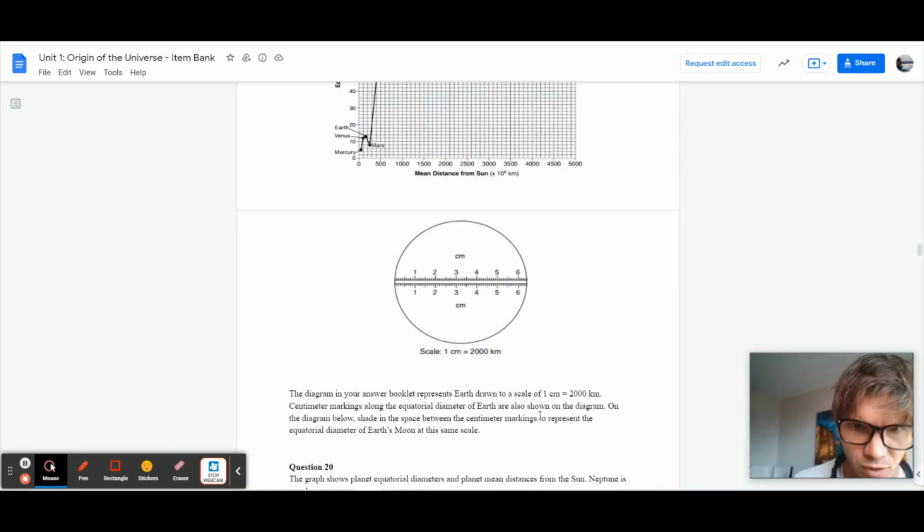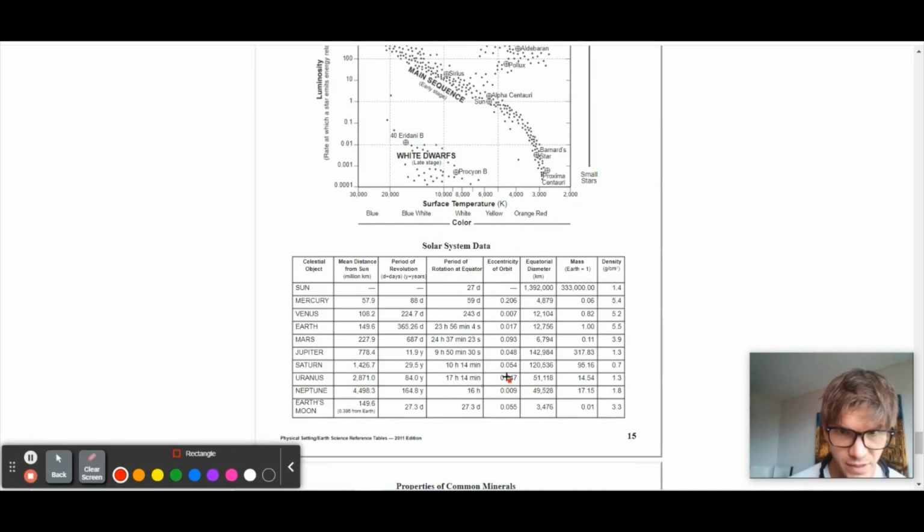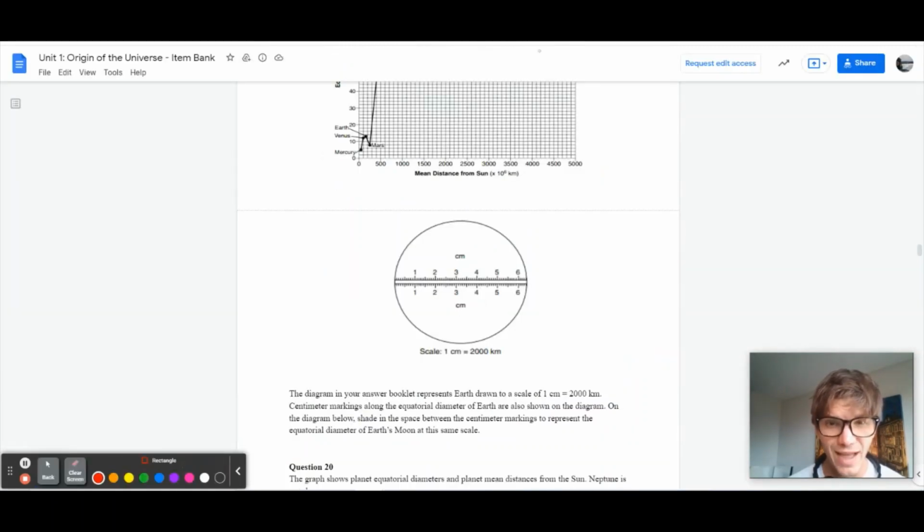The diagram in your answer booklet represents Earth drawn at a scale of 1 centimeter equals 2,000 kilometers. Centimeter markings along the equatorial diameter of Earth are also shown on the diagram. On the diagram below, shade in the space between the centimeter markings to represent the diameter of Earth's moon at the same scale. So we know that 1 centimeter equals 2,000 kilometers. We're looking at the diameter of the moon, and we know that 1 centimeter equals 2,000 kilometers.